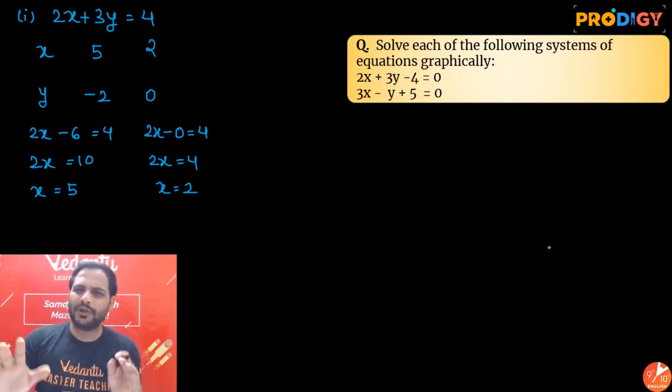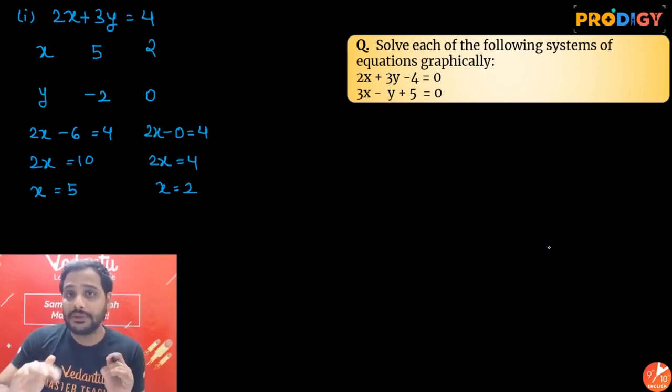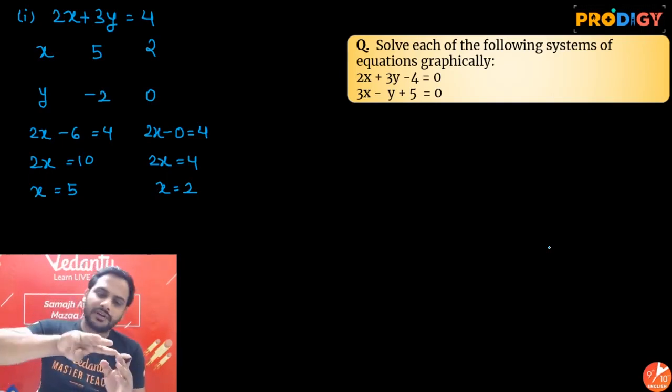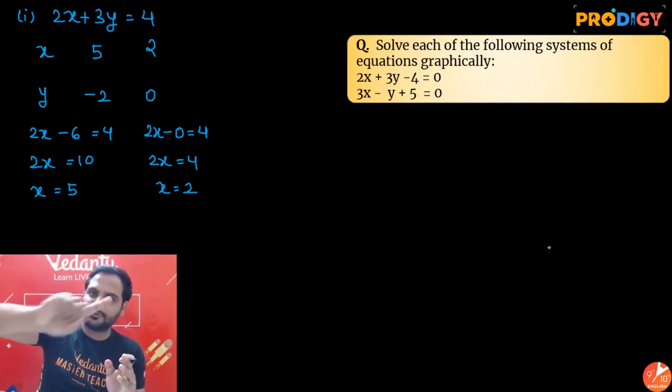Although 2 points are enough, sufficient, if you want to be sure when you are drawing the graph, draw 3 points. If all the 3 points are coming in a straight line, your solution is correct.